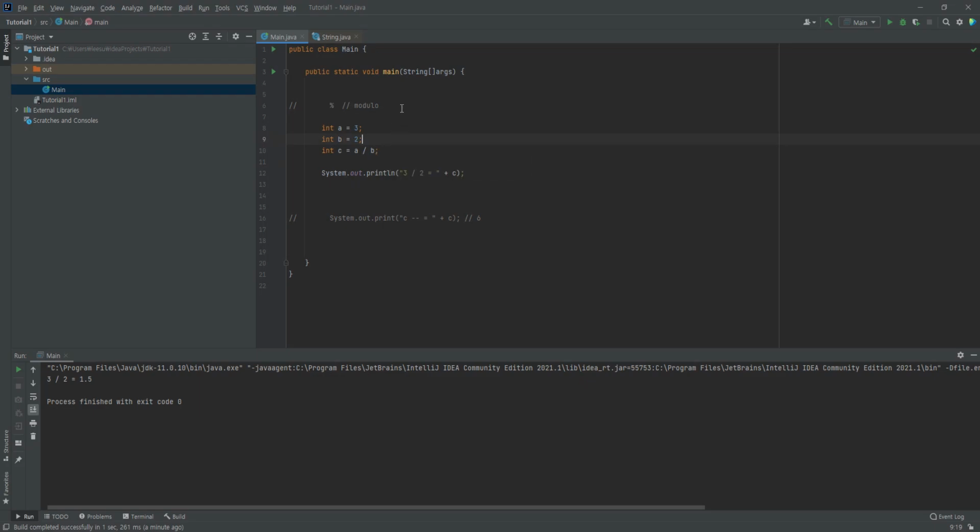I remember in elementary school we called it the remainder. So remember, before we represent division with decimal values, we could also represent it as, when we divide, we get the whole value plus the remainder. So that's how modulo works.